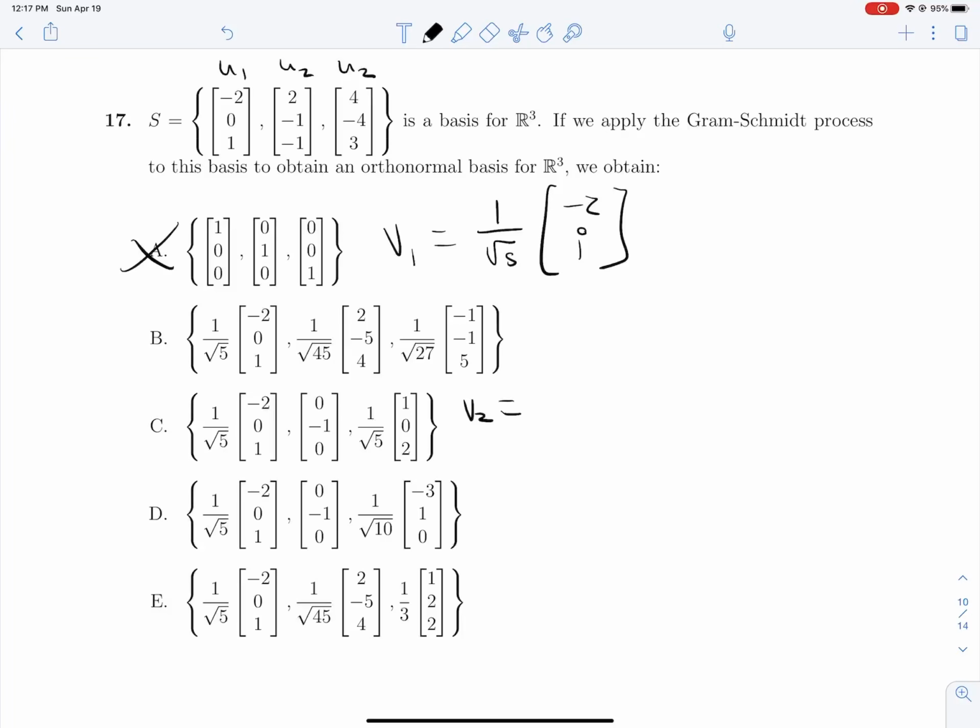Now finding V2, we need to find U2, which is 2, negative 1, negative 1, and we need to subtract from it the orthogonal complement of U2, I guess, with respect to U1. So essentially what we're doing in here, we're also going to have to subtract the orthogonal complement of U2 or U1 onto U2.